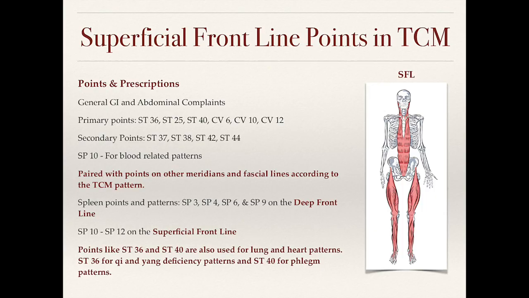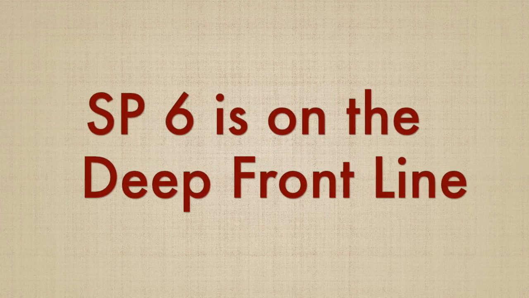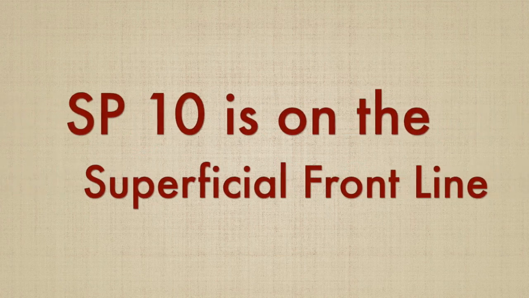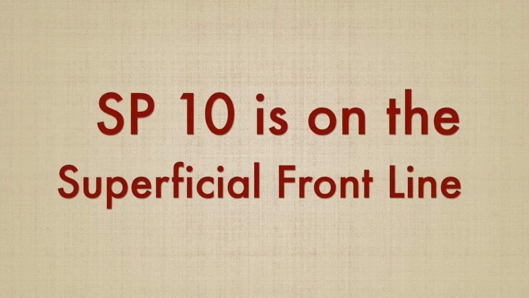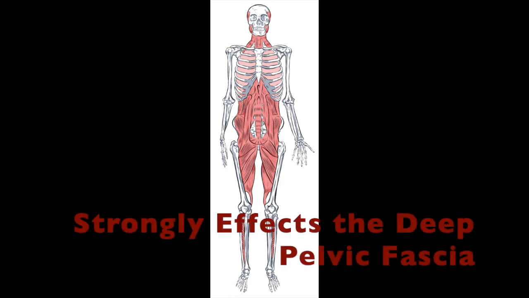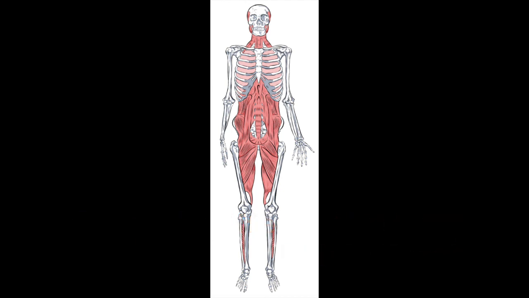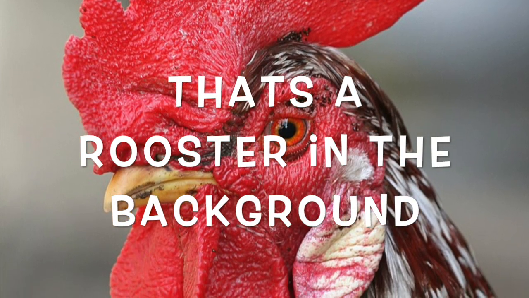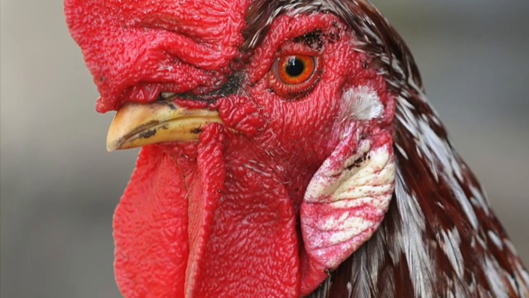of the contraindications. For instance, spleen 6 is contraindicated in pregnancy, but spleen 10 isn't contraindicated in pregnancy. Now, why is that? That's a big question. Spleen 6 is on the deep front line, and it actually gets into the deep pelvic fascia. I believe this is the reason why that point's contraindicated in pregnancy, whereas a point like spleen 10 that moves the blood is not necessarily contraindicated in pregnancy.